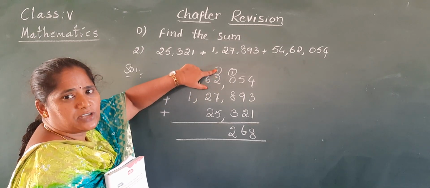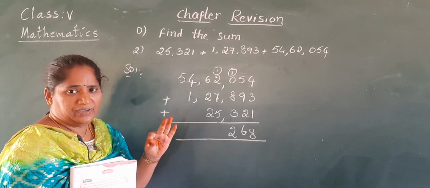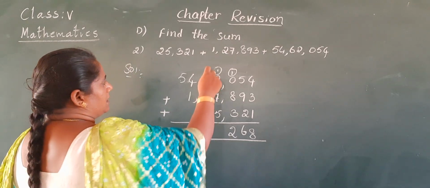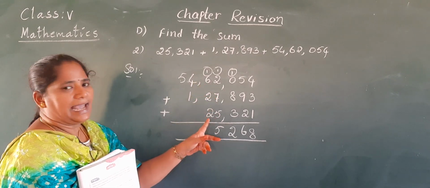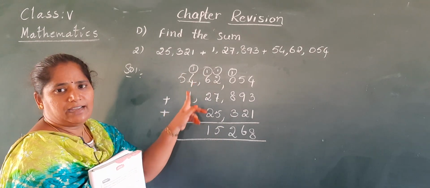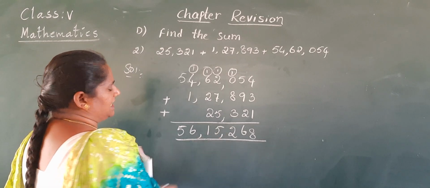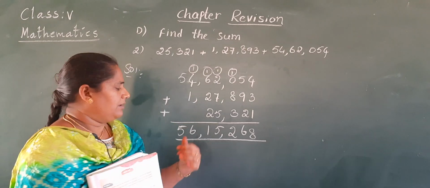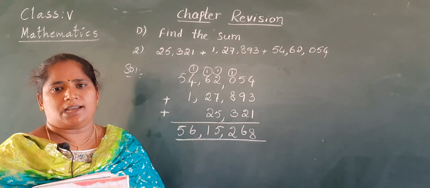1 plus 2. Touch the numbers and add. 1 plus 2. Take 1 finger, 2, after 3. Take 3 fingers, 7, after 8, 9, 10. 10 plus 5, 15. So 1 carry, 5 down. 1 plus 6, 7. 7 plus 2, 9. 9 plus 2, 11. So 1 carry, 1 down. 1 plus 4, 5. 5 plus 1, 6. And 5. So the answer is 56,15,268. Note down in your classwork neatly.